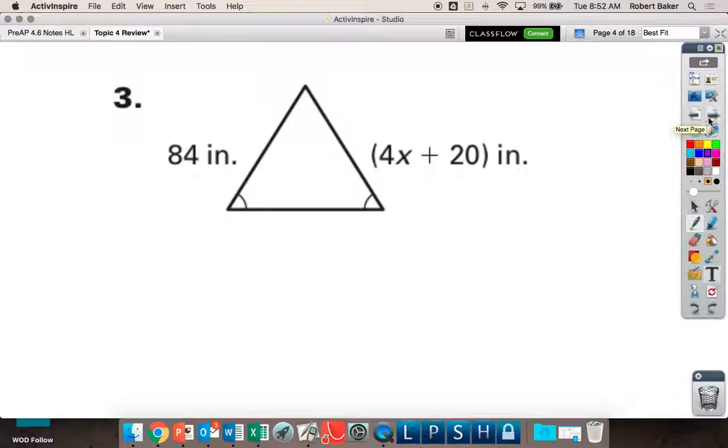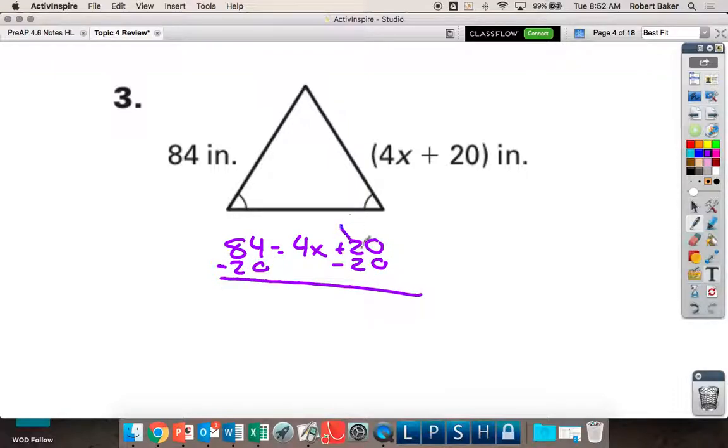What kind of triangle is that? Isosceles triangle. So what do you know about 84 and 4x plus 20? They are equal to each other. Do you want to see how to solve that, or do you got it? You got it? You know, let me do it. Minus 20 from both sides. Divide both sides by 4.